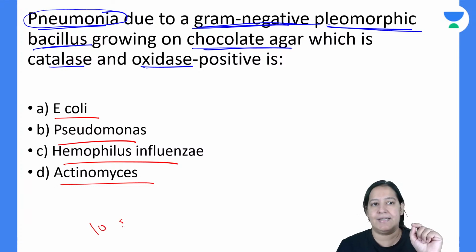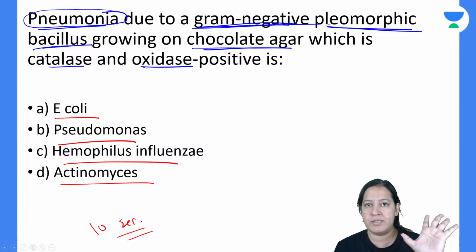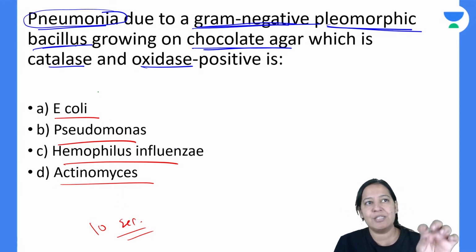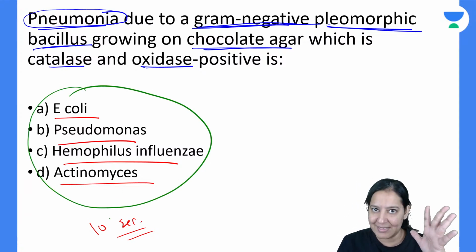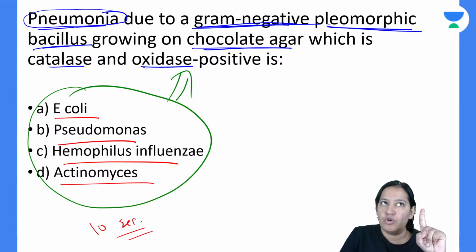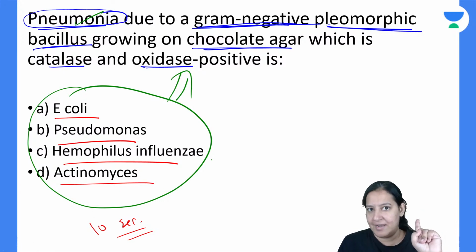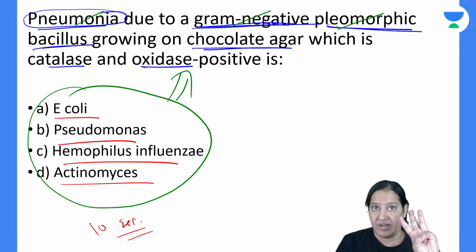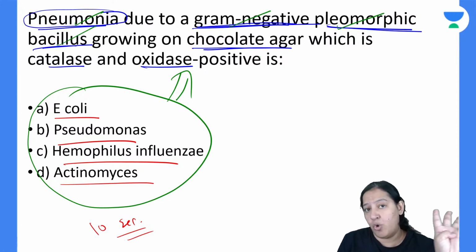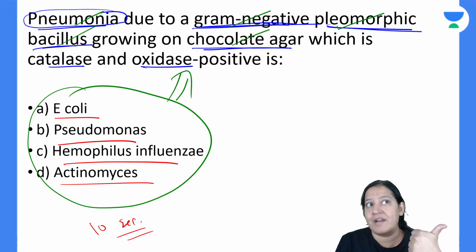I will give you 10 seconds to write the answer in the chat box, right? So please read the question. Tell me out of these four options, the answer which has all these properties. What are the properties? Number 1, it should cause pneumonia. Number 2, it should be gram negative, not gram positive. Number 3, it should be pleomorphic. It can change its shape frequently. It should be a bacilli. It is not cocci. It can grow on chocolate agar. It is catalase positive. It is oxidase positive.